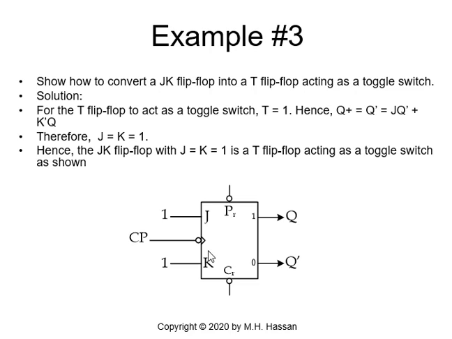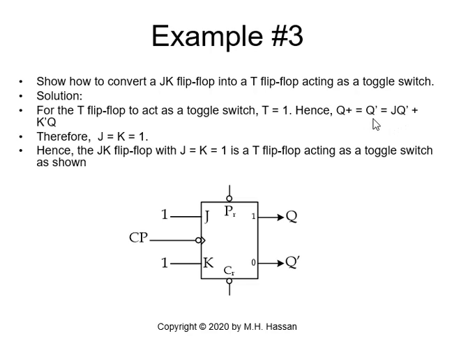Example number 3. Show how to convert a JK flip-flop into a T flip-flop acting as a toggle switch. For the T flip-flop to act as a toggle switch, T is 1, hence Q plus will be equal to Q prime, which is equal to J Q prime or K prime Q. Therefore, J has to be equal to K, and it has to be equal to 1.